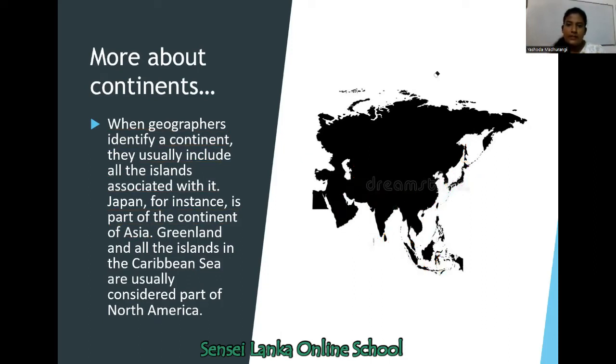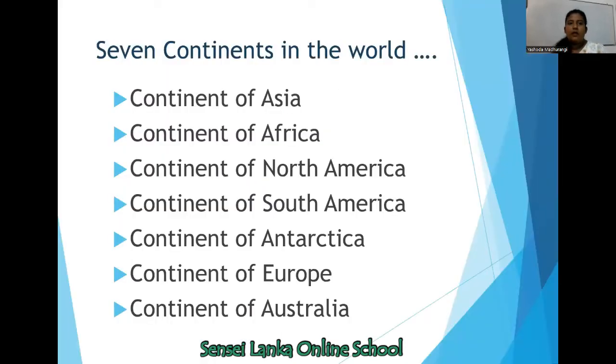Remember these maps. So what are the 7 continents in the world? If you don't know how to write their names, if you can't remember the spellings, I hope you will all write them down clearly. So shall we look at the names of the 7 continents? Here there is no order for the writing of the continents. I just mentioned them. No order.